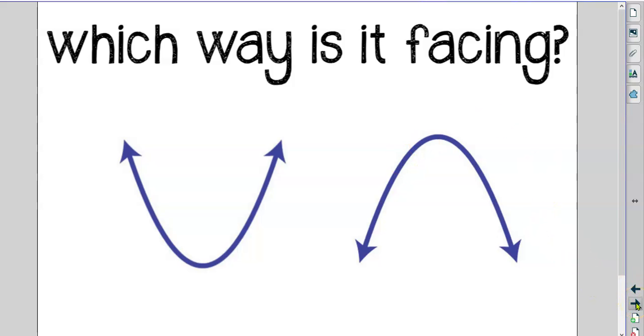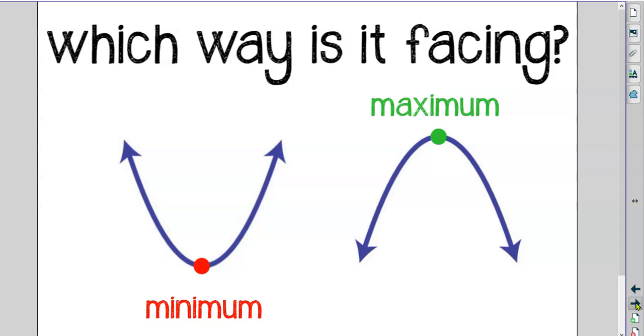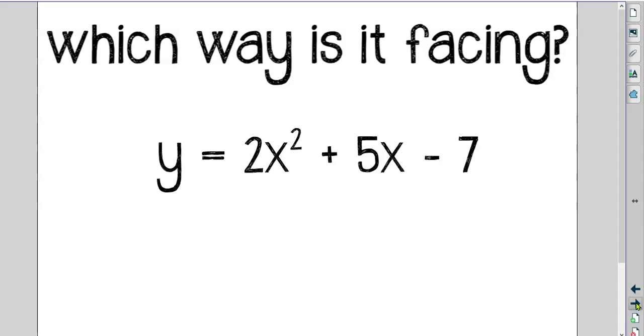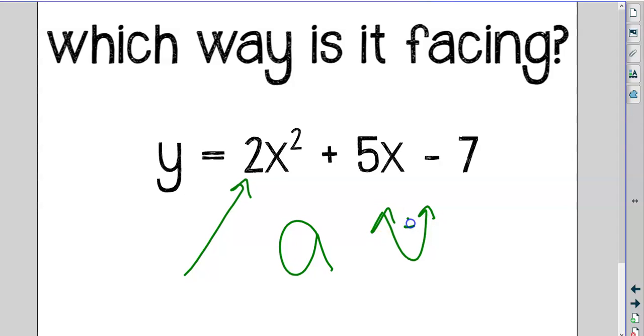It can tell you if it has a vertex that is a minimum or a maximum, a high point or a low point. And when you're looking at the parabola, it's very easy to tell. But if you're looking at an equation, it takes a little bit more thought. But it's just as simple. If you can find the a value, then you can tell if it's upwards facing or downwards facing.